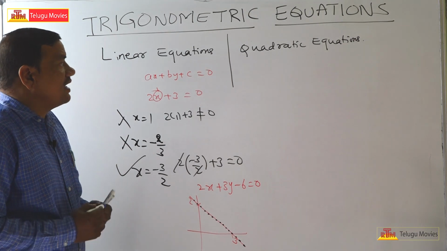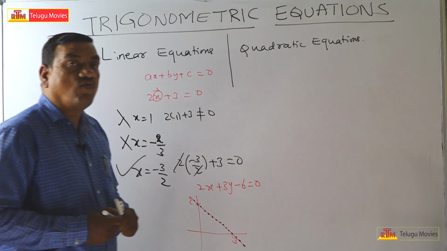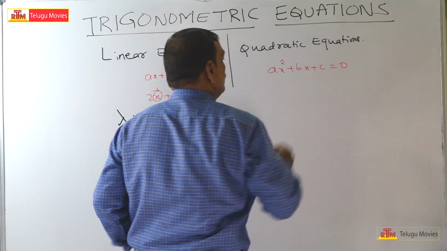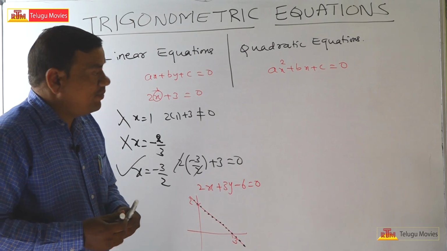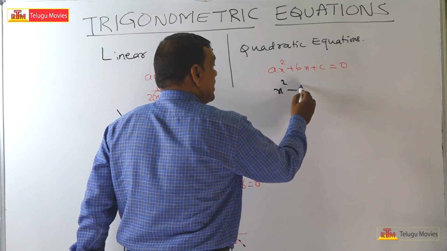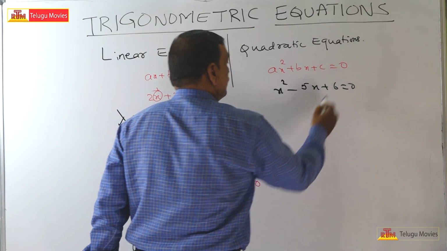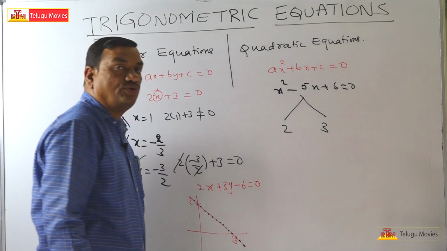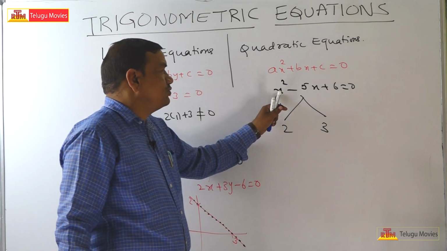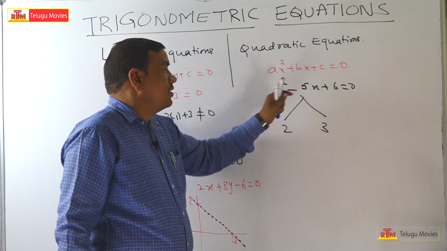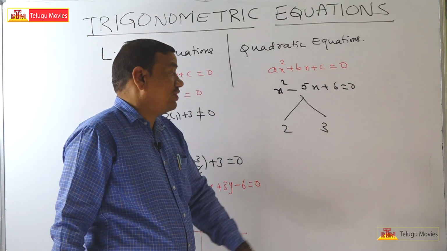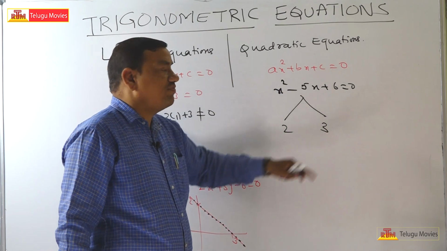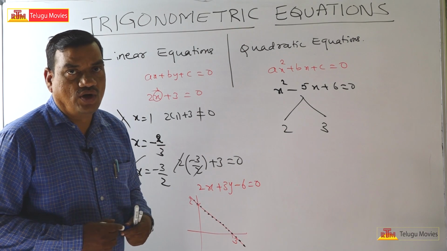Now, coming to the quadratic equation. What is the general form of a quadratic equation? It is ax square plus bx plus c is equal to 0. For example, take the quadratic equation x square minus 5x plus 6 is equal to 0. It will have two solutions, that is 2 and 3. If you substitute 2 in place of the variable x, 2 square is 4, 5 into 2 is 10, 4 minus 10 plus 6 is 0. If you substitute 3 here, 3 square is 9, 5 threes are 15, 9 minus 15 plus 6 is equal to 0. Understand this?